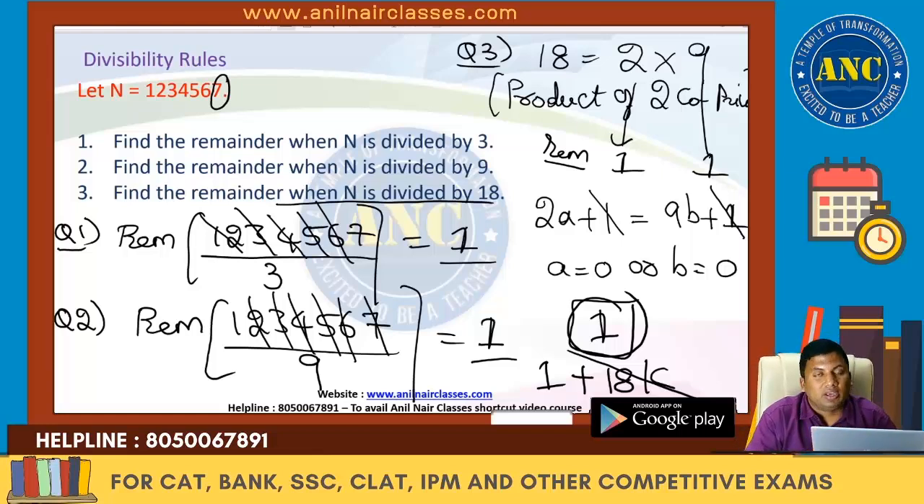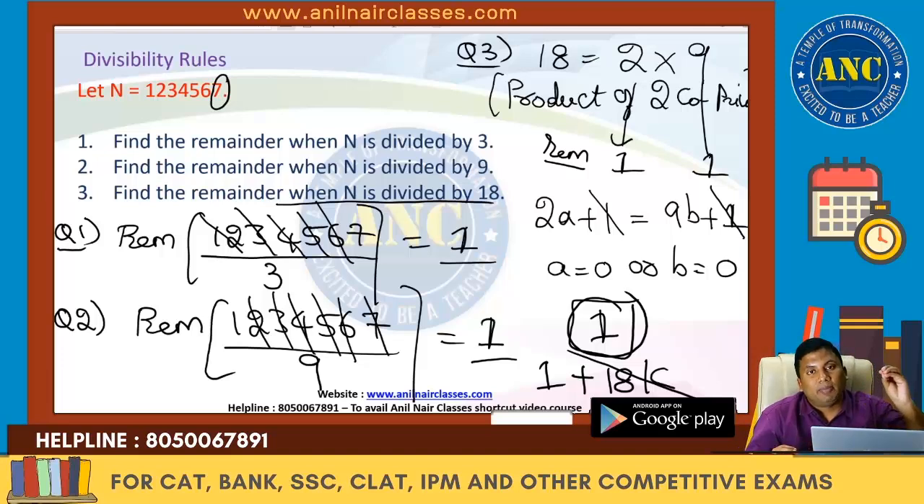Again I am explaining the third question. Find the remainder when a number is divided by 18. First of all, 18 is a composite number. Second step, I wrote 18 as a product of two coprimes, which is 2 and 9. Step number 3. I know the divisibility rule for 2. Unit digit should be divisible by 2. 7 when divided by 2 gives a remainder 1. I know the divisibility rule for 9. Sum of the digits should be divisible by 9. I did the sum of the digits, I got a remainder 1.